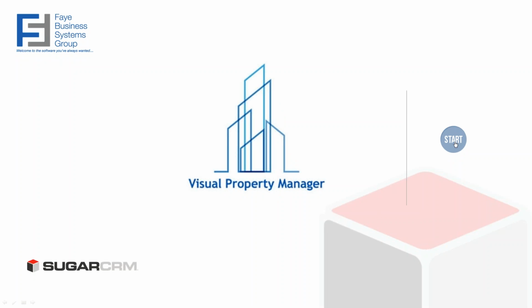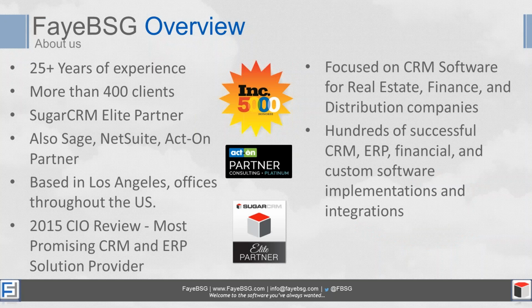So first of all, a little bit about Fade BSG. We've been doing software for more than 25 years. We've got between 400 and 500 clients. A big part of what we do is related to customer relationship management software, which is really the back end of the Visual Property Manager. And so we are a SugarCRM elite partner. Other than Sugar, we also work with Sage, NetSuite, and Act-On.